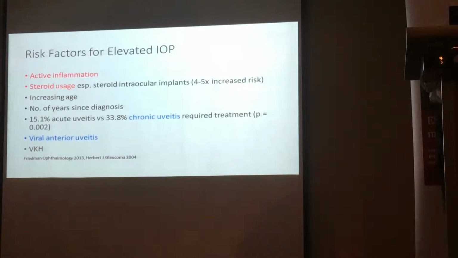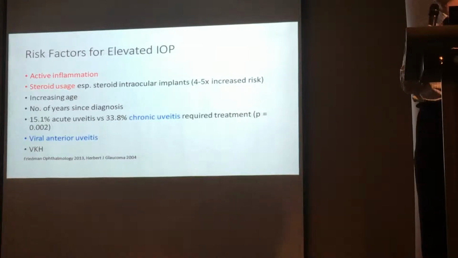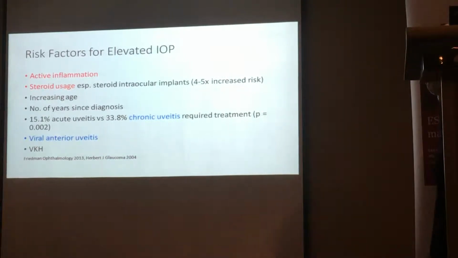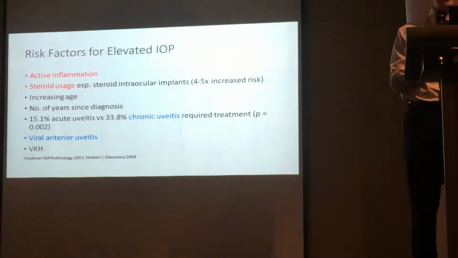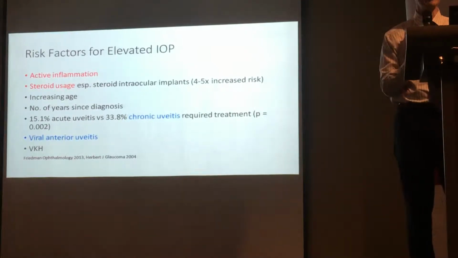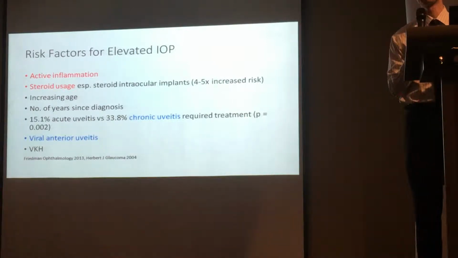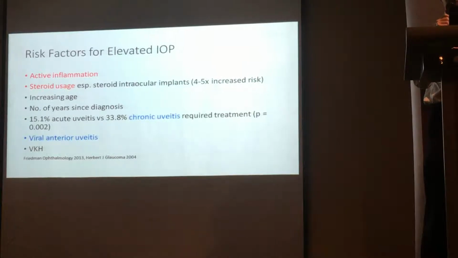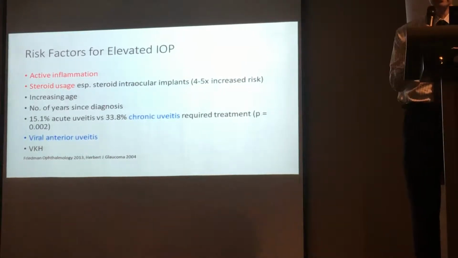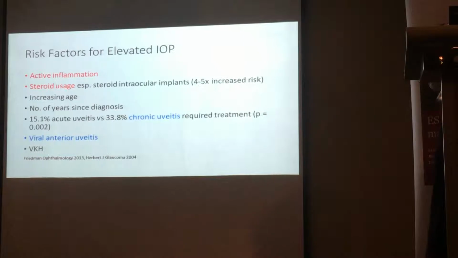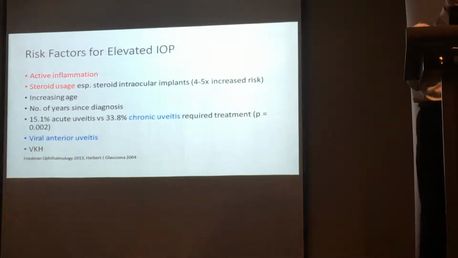So what are some of the risk factors for elevated intraocular pressure? Number 1, active inflammation. No surprise, right? Because we spoke about that so much. That active inflammation can cause obstruction of the trabecular meshwork, damage to the trabecular meshwork, so that can result in elevated IOP. The next is steroid usage, especially if they're intraocular steroid implants, because these are fairly high dose and they are very prolonged drug release, so there's a lot of steroid which gets in, and sometimes it is possibly an overkill.